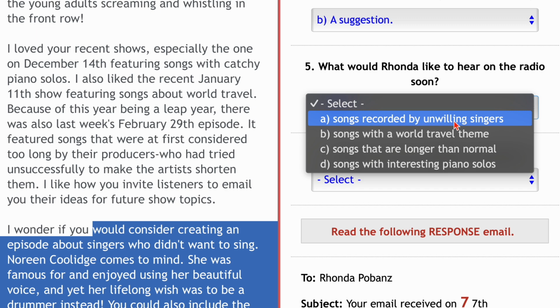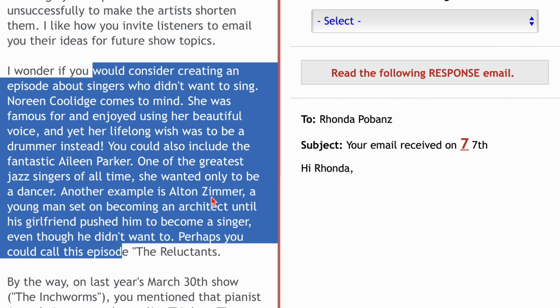Unwilling means didn't want to do so or don't want to do something. Songs with a world travel? No. Songs that are longer? No. Songs with interesting piano solos? No. Looks like A. It mentions here that all these singers, they wanted to do something else.